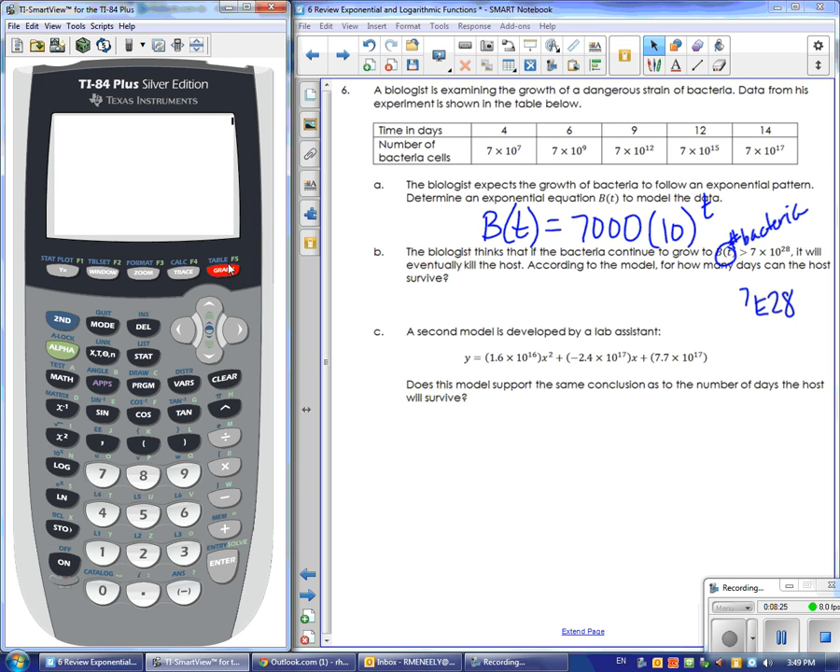Okay, so now when I look at my table, I'm looking for the Y value of 7E28. Well, look where my X's are right now. I mean, I can keep scrolling, but it looks like I'm going to have to scroll. Well, I'll just keep scrolling. It's not too far.